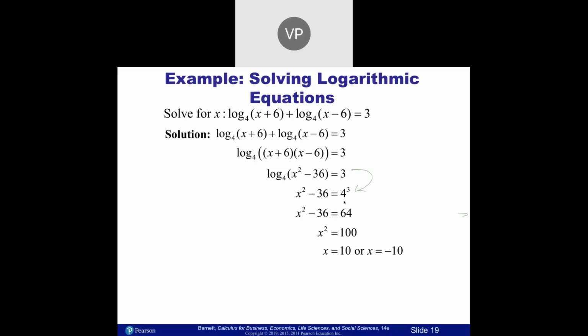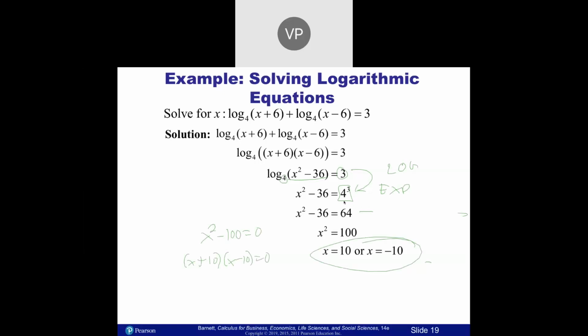We were in log form right here. Now we're in exponential form. You see how you took that 4 and you brought it to a power of 3, and then that equaled everything on the inside. And now at this point, this one should look like a normal equation to solve. You can bring this over and square root both sides, or you can even bring the 64 over and then factor. That's more of the algebraic way. Either way, you're getting 10 and negative 10.